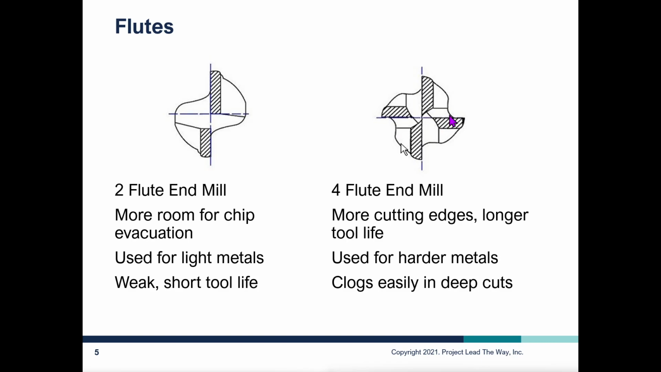As we get into multiple flutes, this is a 4-flute. You can see the 4 cutting edges there, and you can go up to many cutting edges. With more cutting edges, each one takes a smaller bite of the material, so the tool life is a little bit longer. Generally used for cutting harder materials, but it can clog more easily. There's not the room for chip evacuation, because you can see this big space here that's allowing chips to come out, where we don't have that larger space.